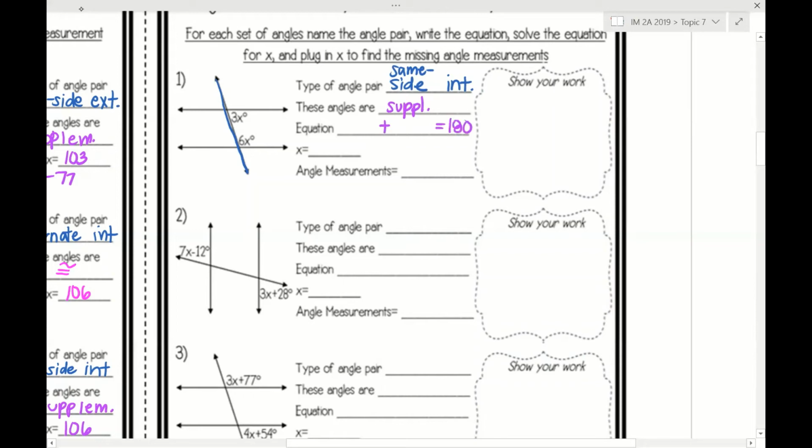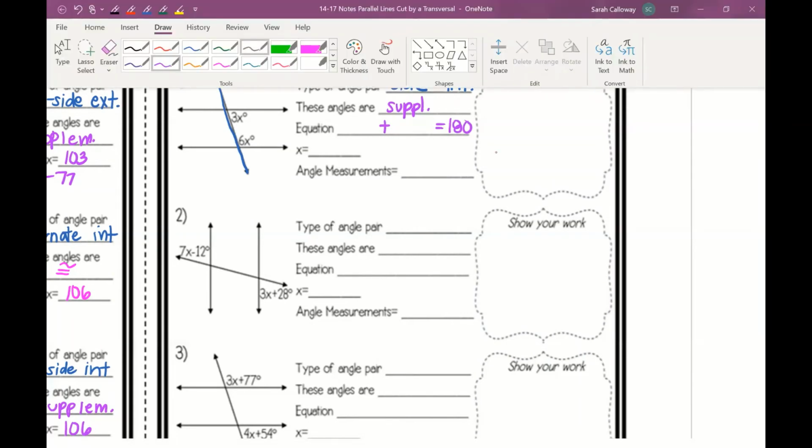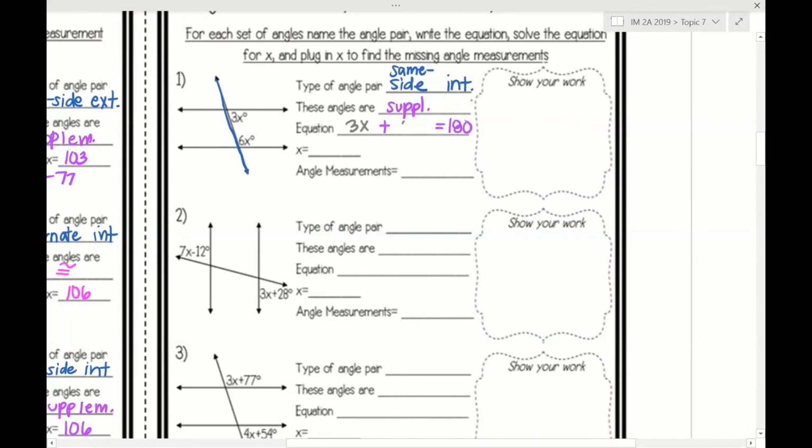So when I have supplementary angles, I add the two angles together. So 3x and 6x, and I'm going to set that equal to 180. So from there, I'm going to simplify this. So 3x plus 6x is 9x. If 9x equals 180, and I divide both sides by 9, that tells us that x equals 20. So 180 divided by 9 is 20.